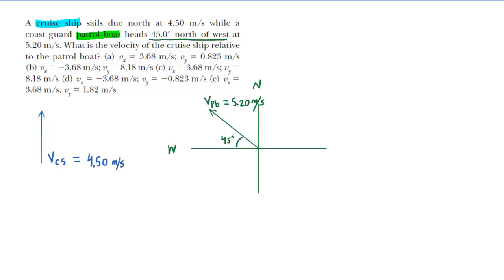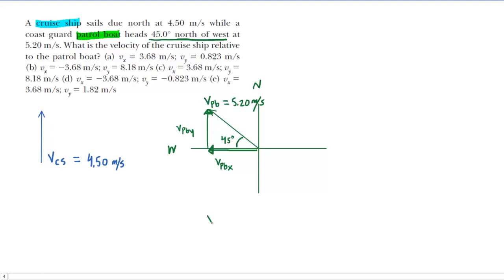But what we need to do is find the x and y components of this velocity vector. If we were to draw the x component, it would point in this direction right here. We can call that velocity patrol boat x. And then this vector pointing straight up would be the velocity of the patrol boat y. Again, we need to find those two components.